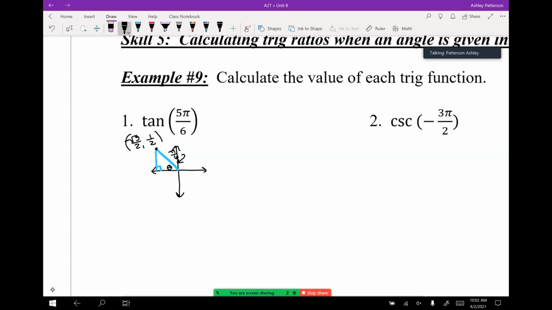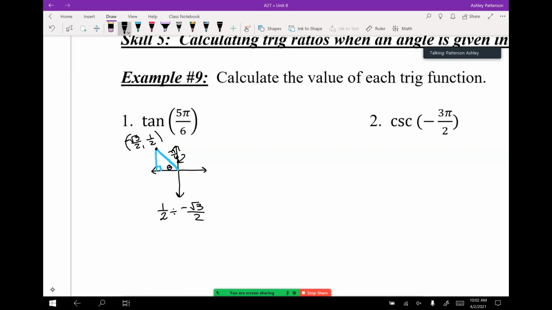Okay, tangent is sine over cosine. If you aren't 100% comfortable yet with knowing your tangents right off the bat, you can always take the sine and divide it by the cosine value. So let's do that right now, yeah? We're going to take 1/2 and divide it by negative rad 3 over 2.